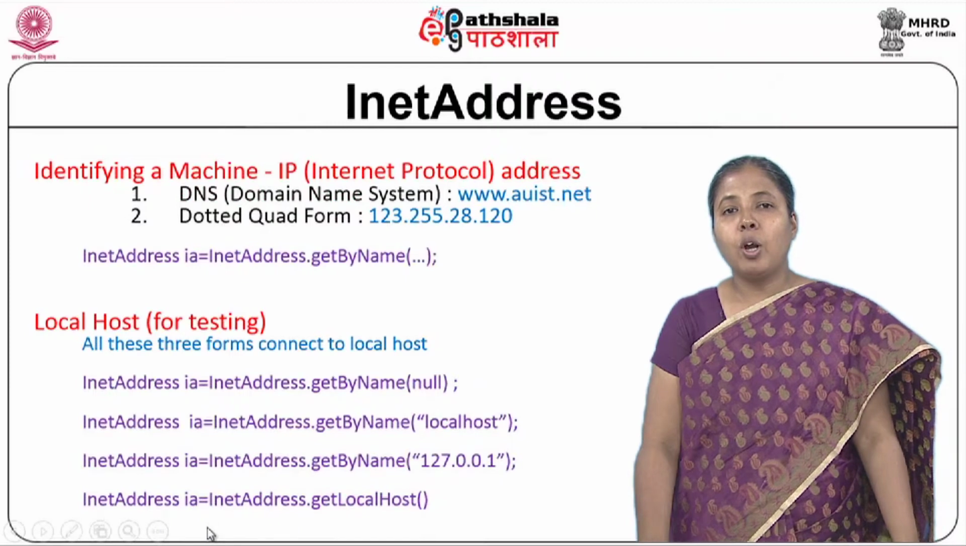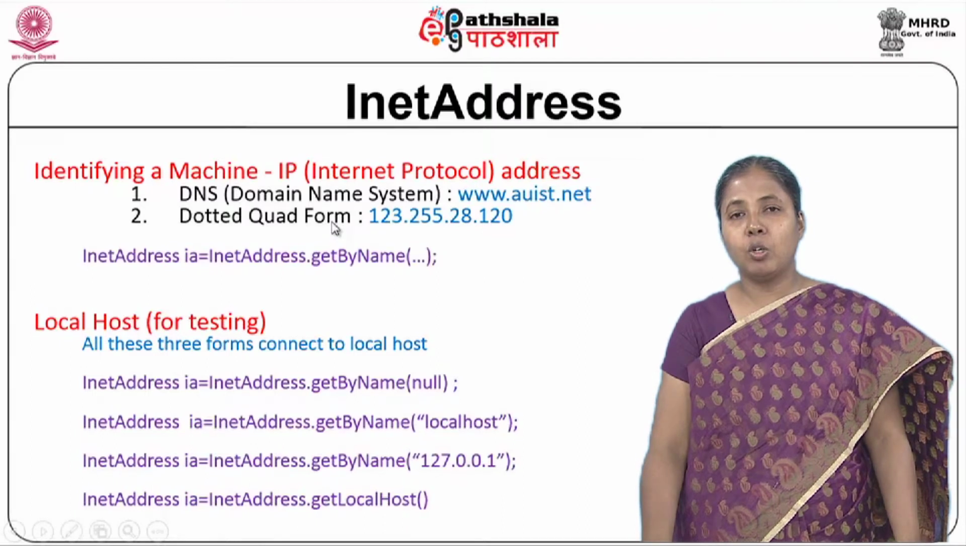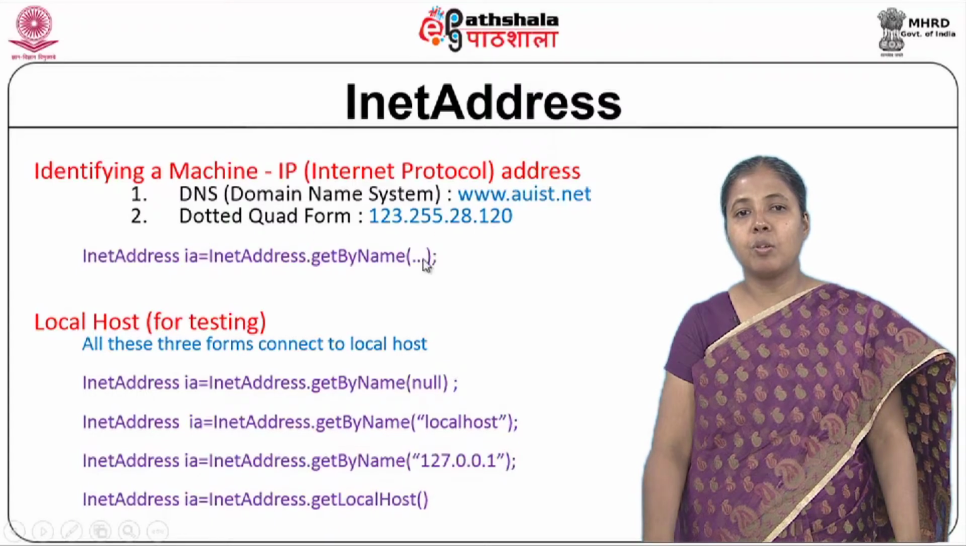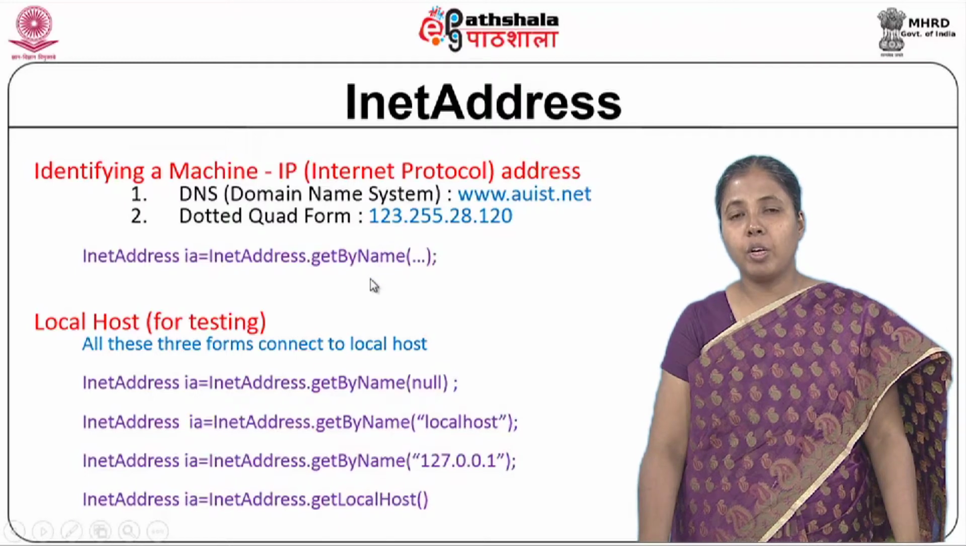And now, in order to identify any machine, we need to have either the domain name, the host name, or the IP address, and we know that the domain name gets mapped to the IP address by the domain name system. So, our domain name is going to be like this, and the dotted quad form of this domain name is given like this. So, you use a method like getByName to retrieve the InetAddress object, either by giving the domain name, the host name, or the IP address. So, we can use any of these three forms.